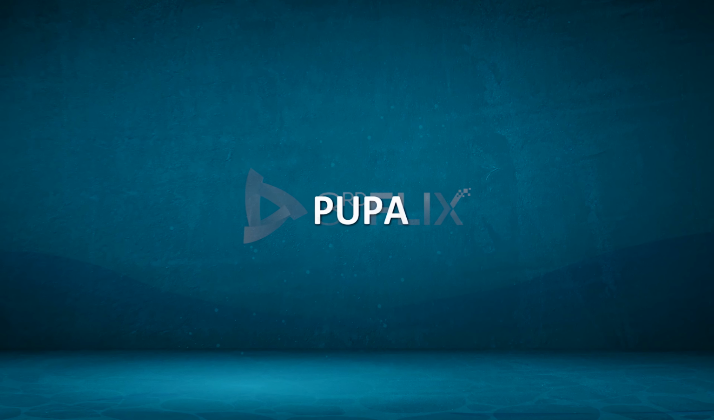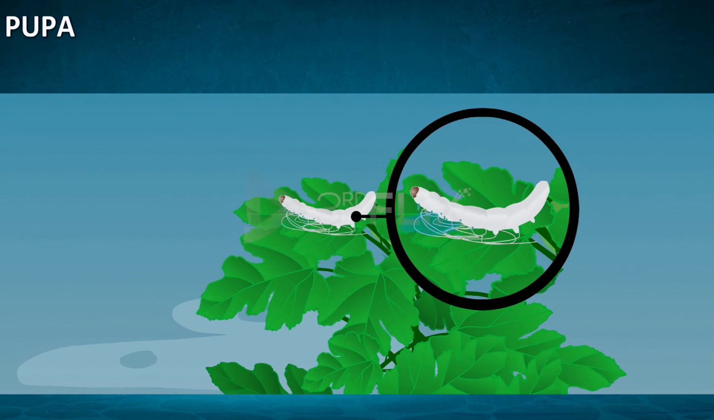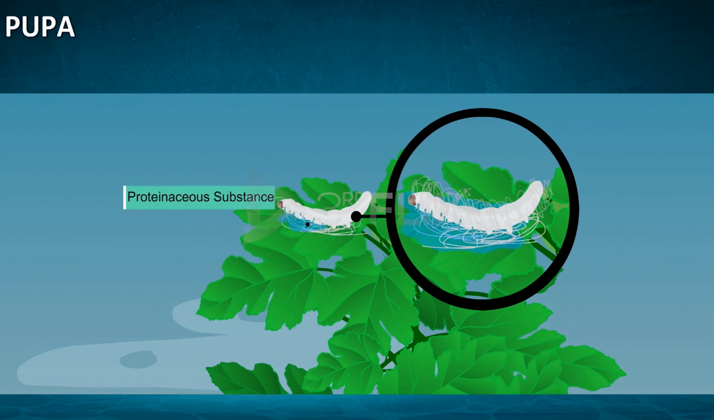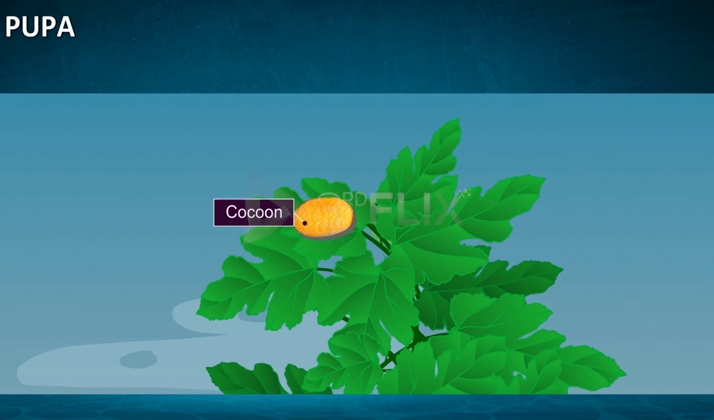Pupa. The caterpillar weaves a net-like structure around itself by swinging its head from side to side. Now, it secretes a proteinaceous substance that solidifies on exposure to air and becomes silk fiber. The silkworm gets enclosed inside this covering called a cocoon. This stage is called pupa. Further development of the pupa takes place inside the cocoon.